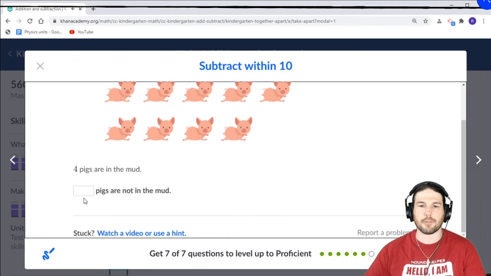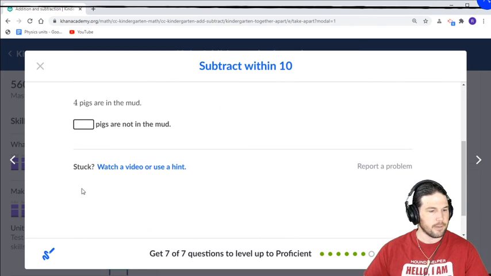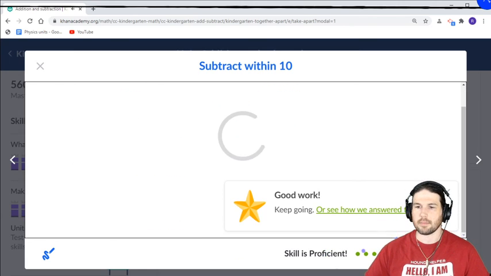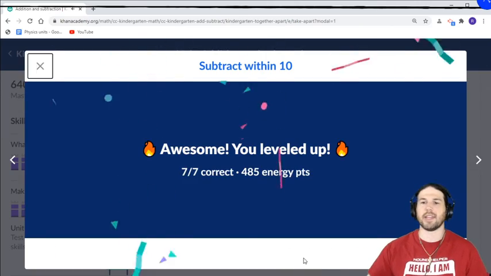There are 9 pigs, 4 of them are in the mud, so 5 of them are not. Subtraction within 10 is done.